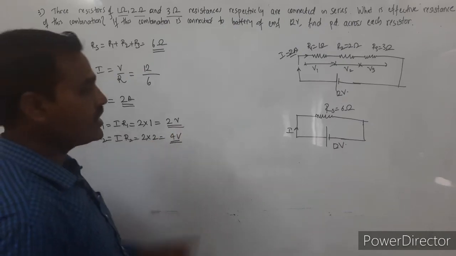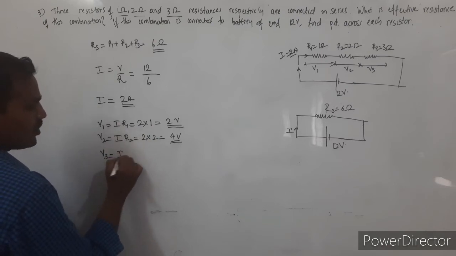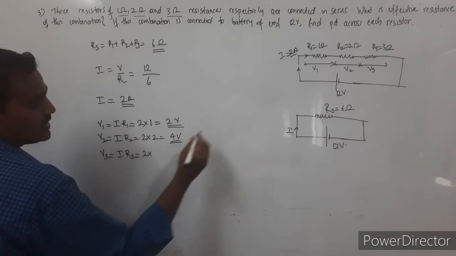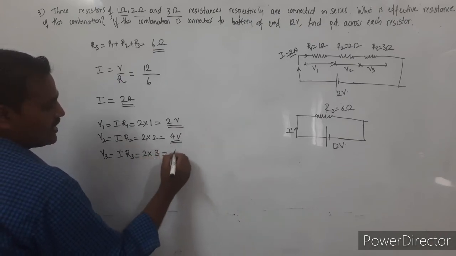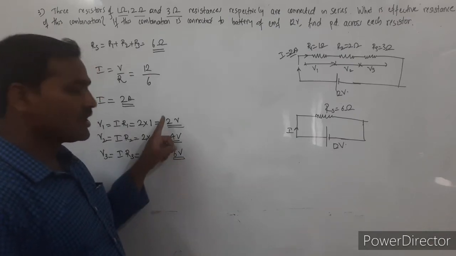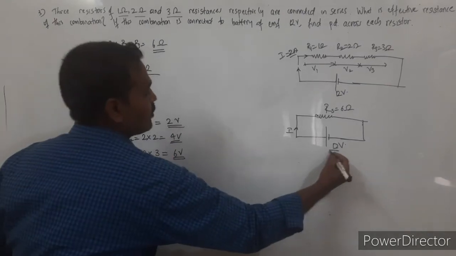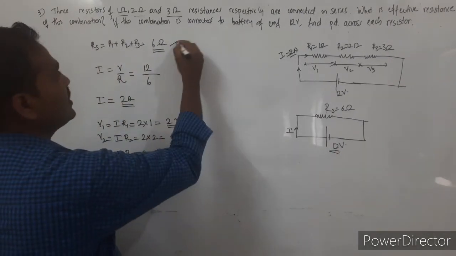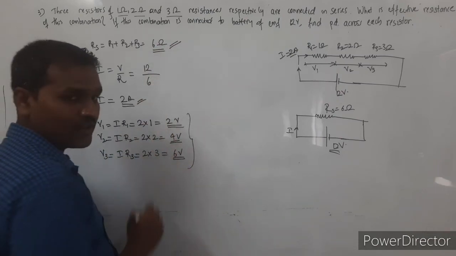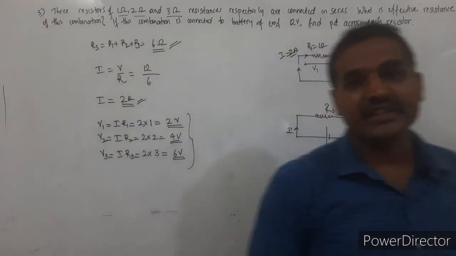The remaining must be 6 volt, that we shall verify. The potential drop across the third resistor V3 is I into R3. I is equal to 2 amperes. The resistance of the third resistor is 3. So the third potential drop is 6. The total voltage is 6 plus 4 plus 2, that is equal to 12 volt. So this is the effective resistance, the net current flowing through the circuit, and these are the values of the potential drops across each resistor connected in series.